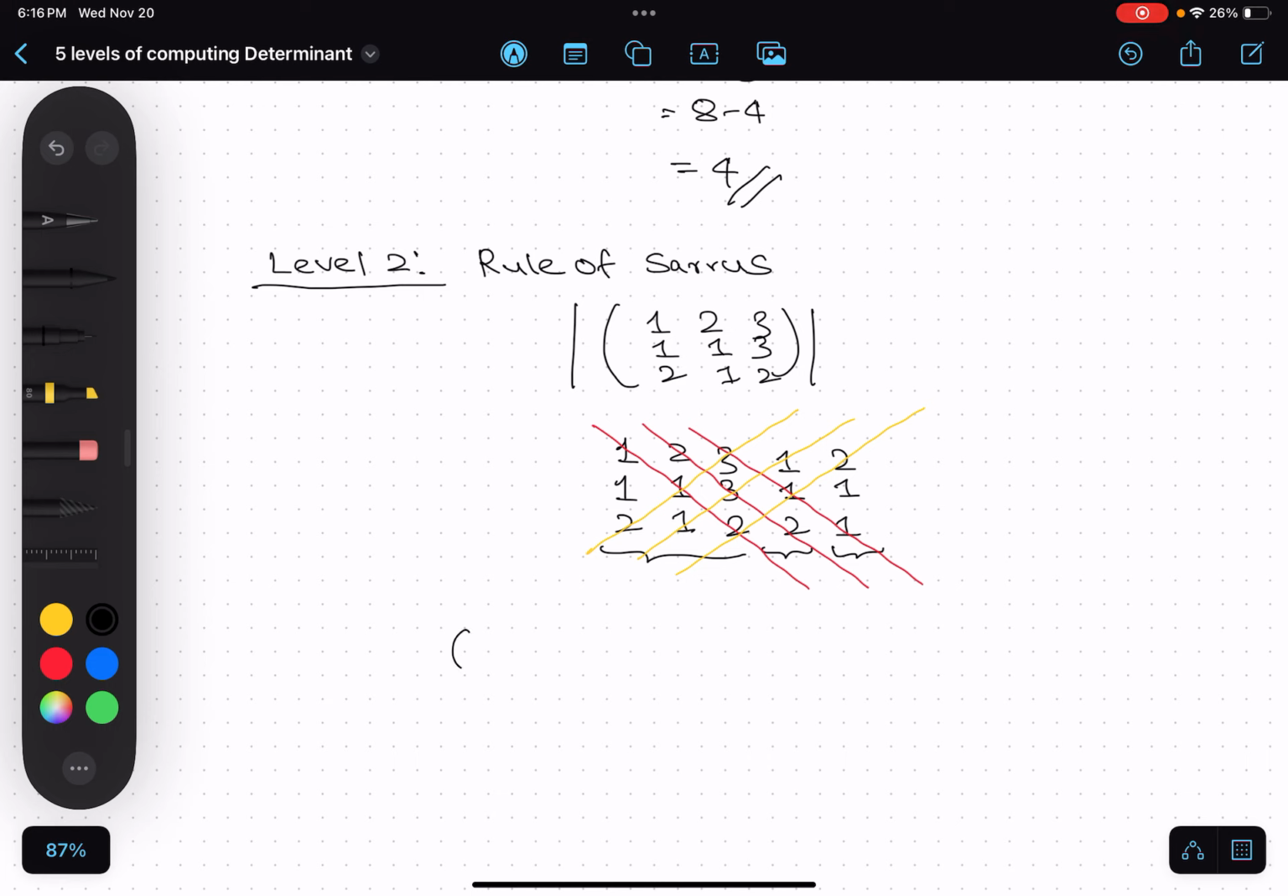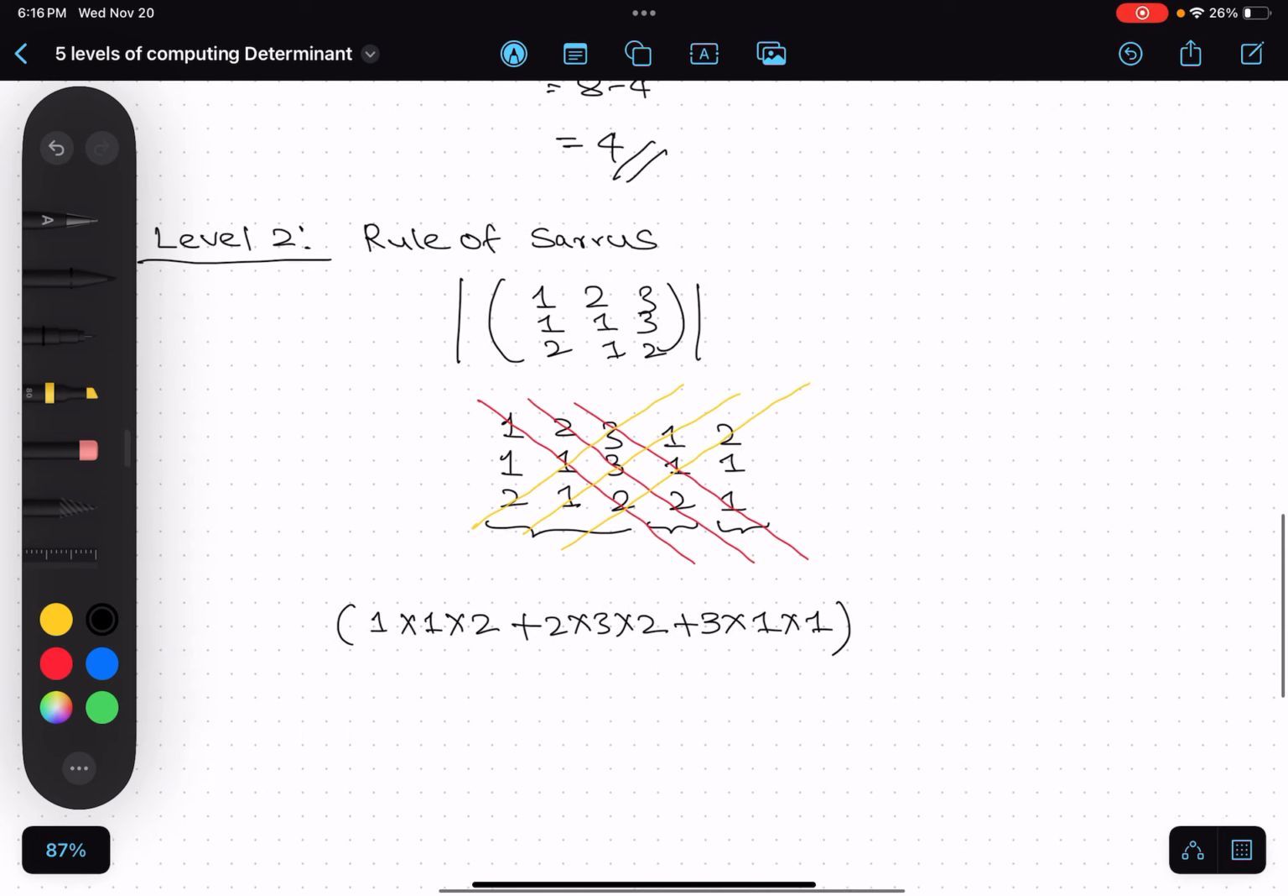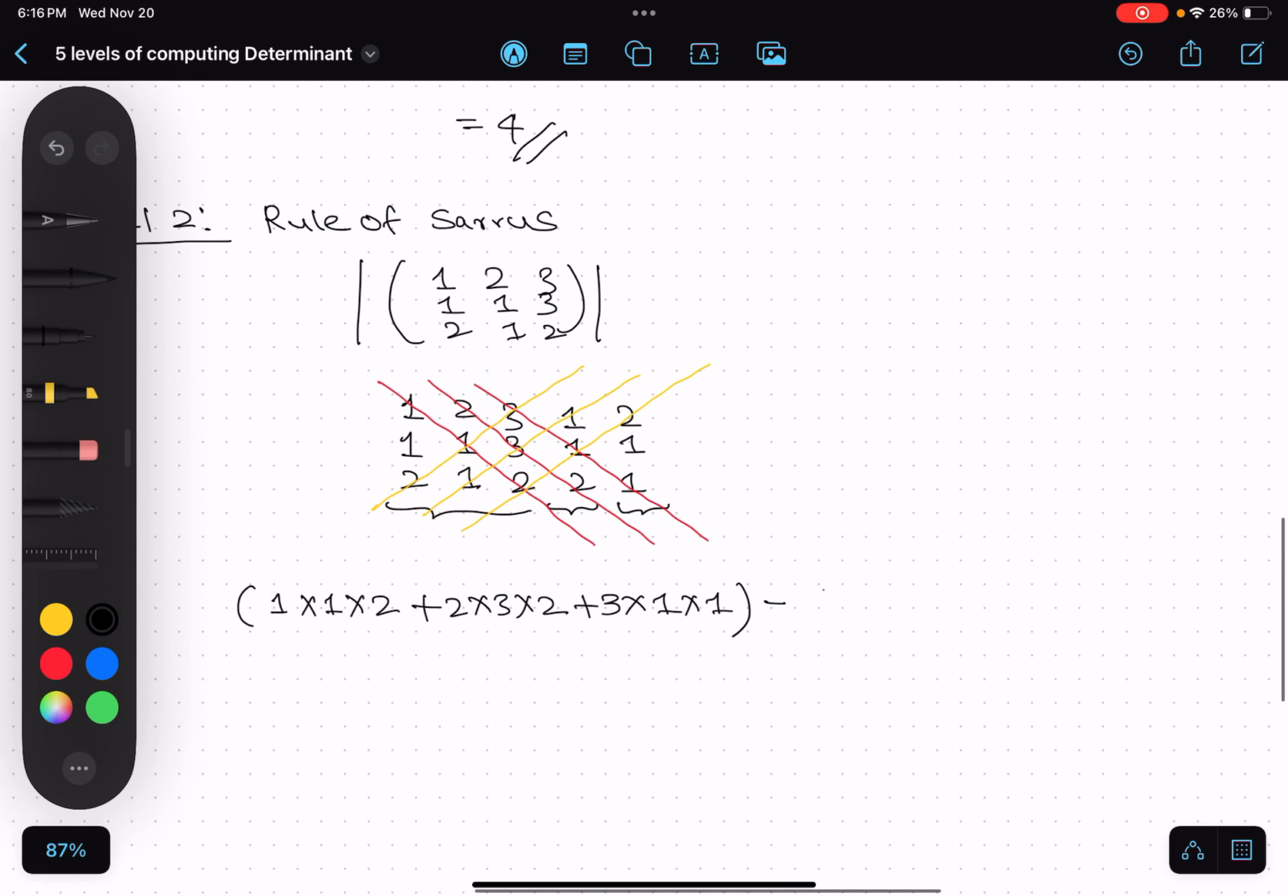So basically, what we do is now 1 into 1 into 2, which is in the first red line, plus 2 into 3 into 2, which is in the second red line, plus 3 into 1 into 1, which is in the third red line. We add this and we subtract this with the blue lines. So first of all, 2 into 1 into 3 in the first line, plus 1 into 3 into 1 in the second line, plus 2 into 1 into 2 in the third line.